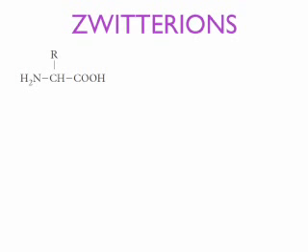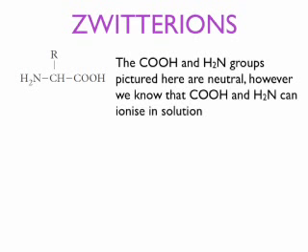I don't know if any of you Twitter, but a Zwitter ion is something that seems to sort of just twitter back and forward between different ions. Let me show you what I mean. Have a look. The COOH and the H2N groups pictured here are neutral. So COOH has no ionized charge yet, but it has the potential to. The amine group on the left has no ionized charge yet, but it has the potential to.